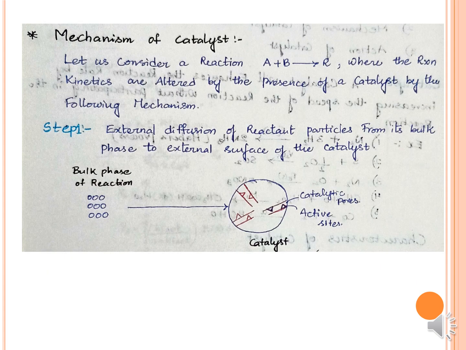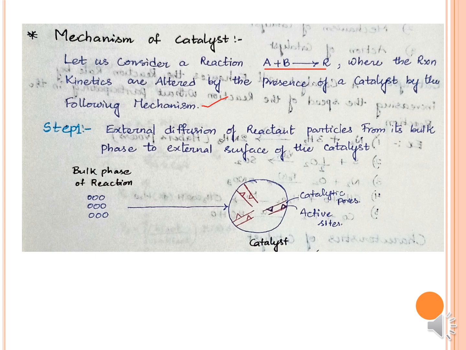Next topic is mechanism of the catalyst. What happens in a reaction? How does a catalyst make the reactants convert into products in a more efficient way? Let us consider reaction A plus B gives rise to R, where the reaction kinetics are altered by the presence of the catalyst by the following mechanism.